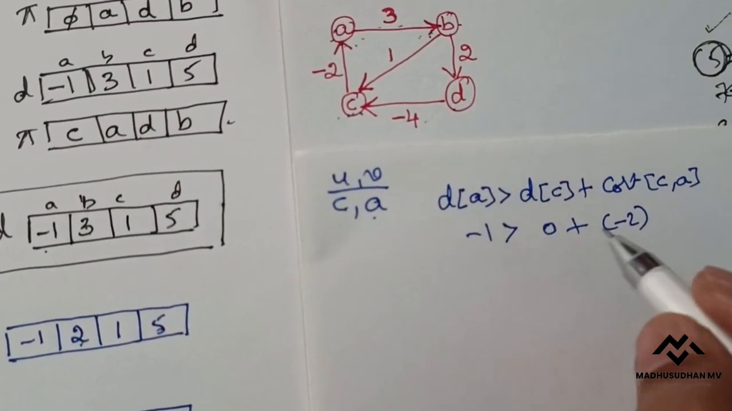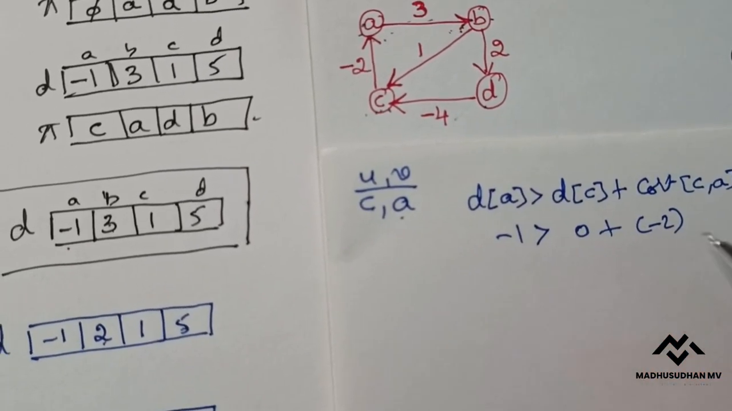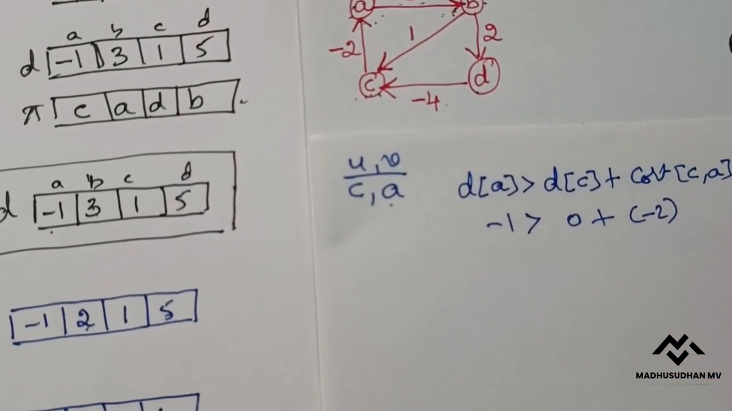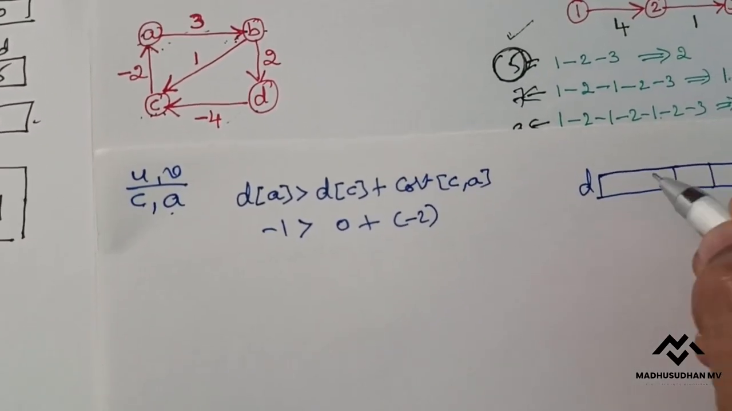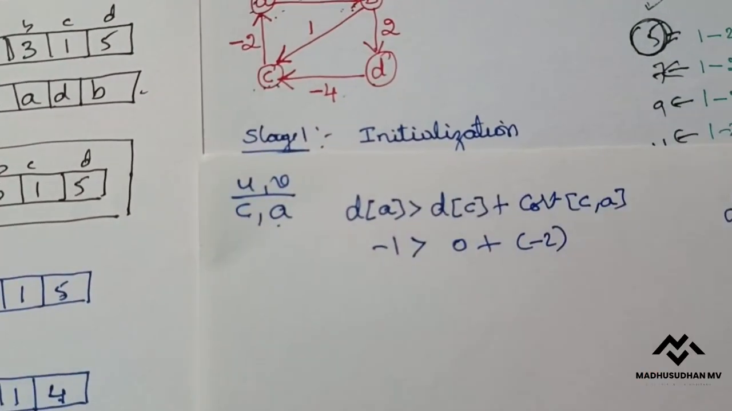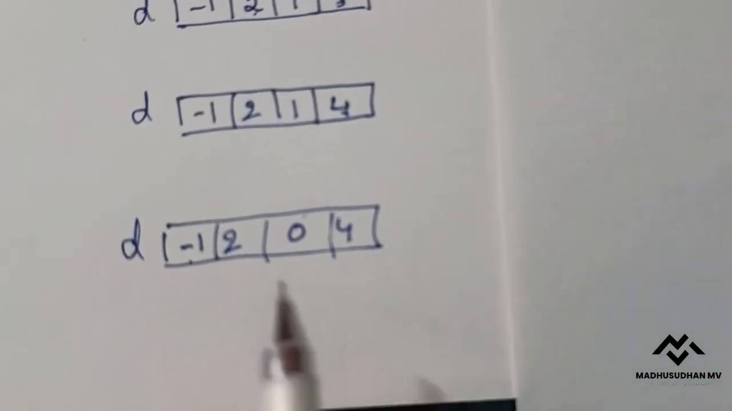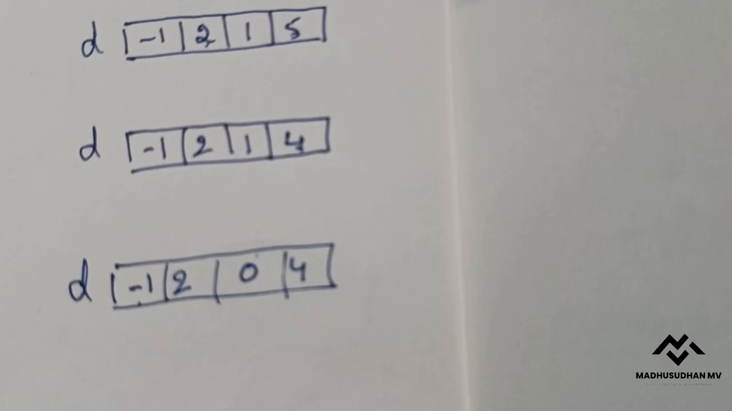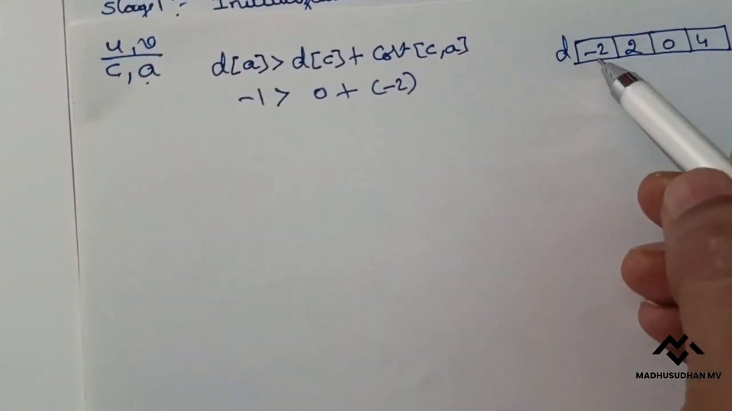Minus 2, minus 1, minus 2. Which is greater? Minus 1 is greater. So this is minimum. So again I am updating my distance array. Distance of A becomes now what? Minus 2. Now remaining I will copy as it is, 204. See, minus 1 to minus 2, it reduces.